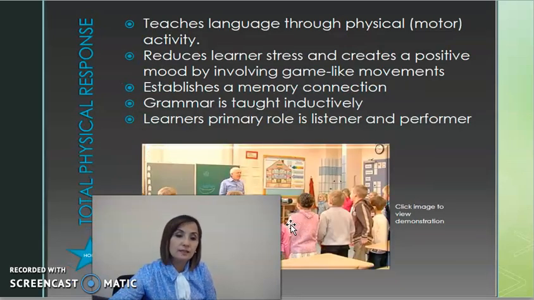In total physical response, teaches language through physical activity. So reduces learner stress and creates a positive mood by involving game-like movements. Establishes a memory connection. Grammar is taught inductively. Learner's primary role is a listener and a performer.